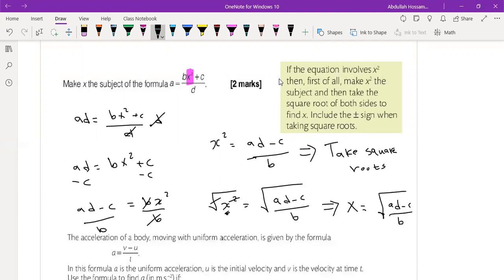But here, guys, you're supposed to write positive or negative. Don't forget to do this, because in any equation involving x squared, don't forget to put positive or negative sign. Okay? Positive or negative sign.